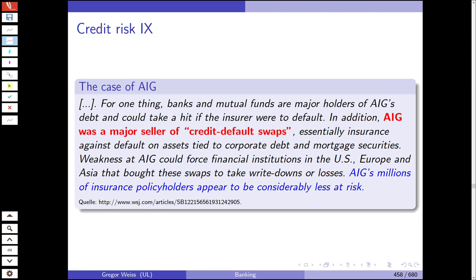And AIG, even though it was an insurance company, was the main market player in the market for credit default swaps. And this made AIG systemically relevant, and this caused AIG to be bailed out by the US government, not because of AIG's insurance business. As you can see, millions of insurance policyholders appear to be considerably less at risk, but it was the CDS engagement because of counterparty risk.